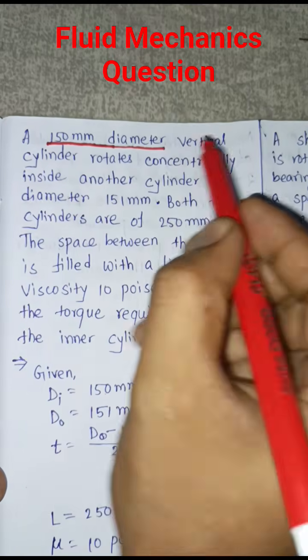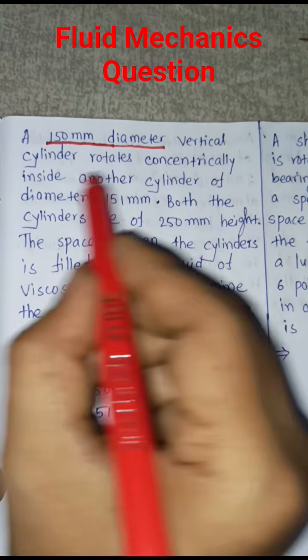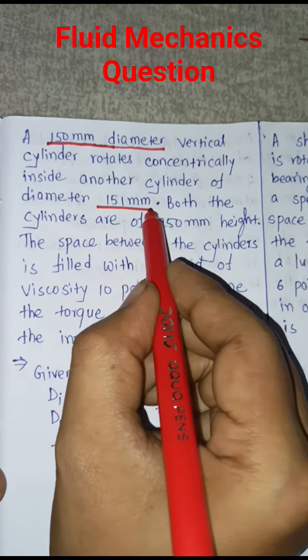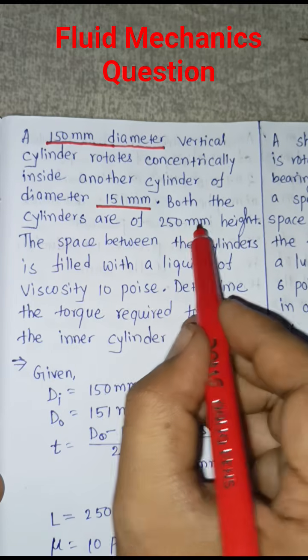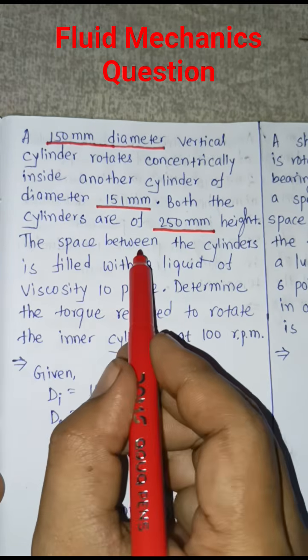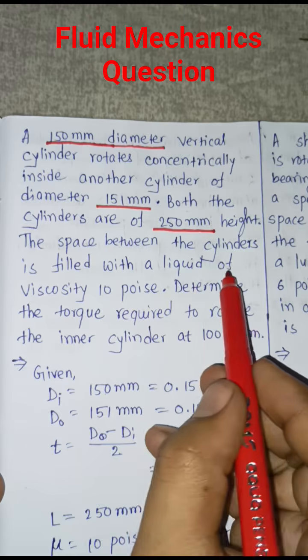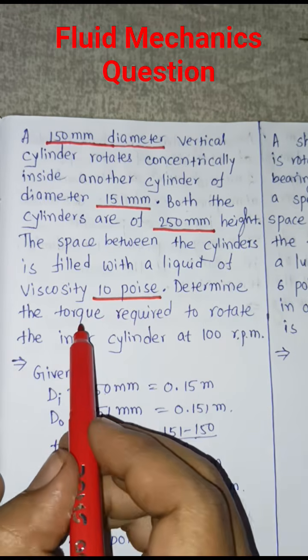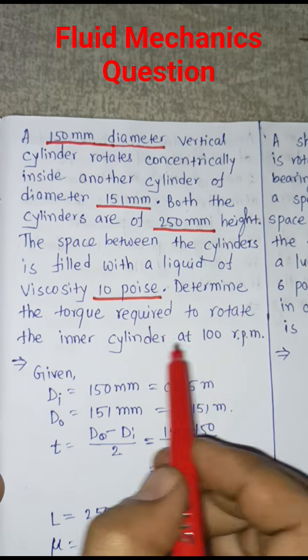A 150 mm diameter vertical cylinder rotates concentrically inside another cylinder of diameter 151 mm. Both cylinders are of 250 mm height. The space between the cylinders is filled with a liquid of viscosity 10 poise. Determine the torque required to rotate the inner cylinder at 100 rpm.